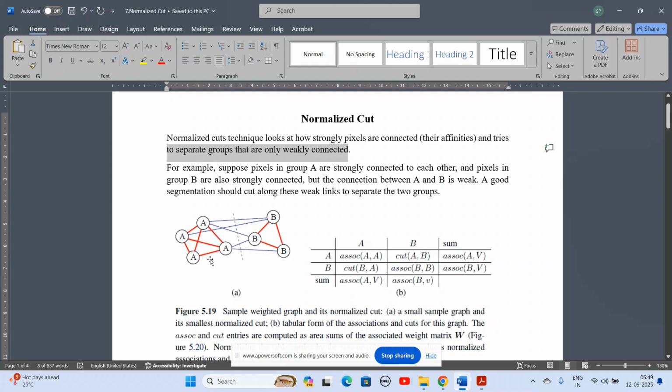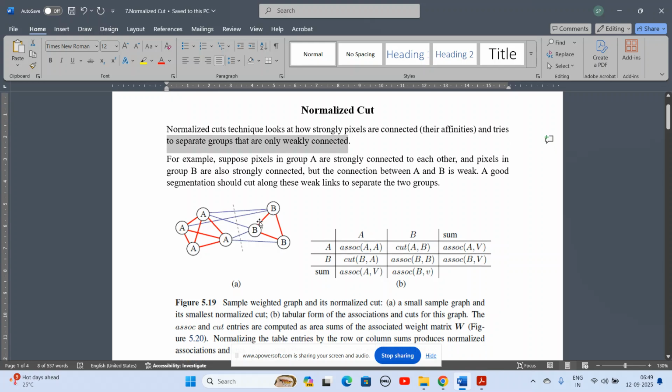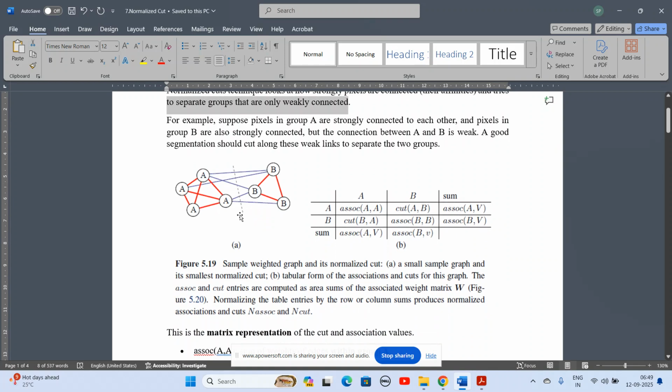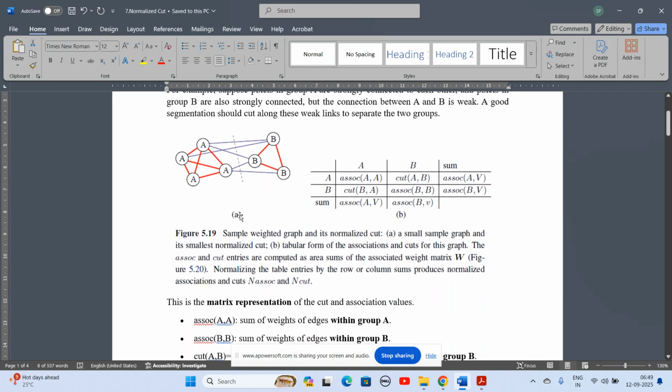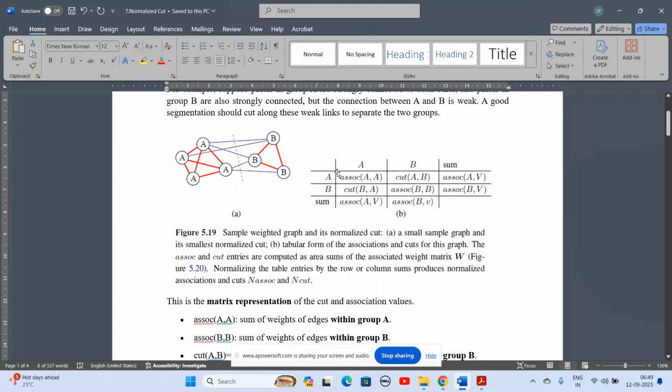The strong connections are represented as red color edges, and the weak connections are represented as blue color edges. So we will divide the weak connections. On dividing the weak connections, we can get the two exact groups, that is, two segments of an individual image. Look at this table. So we have two groups, A as well as B.